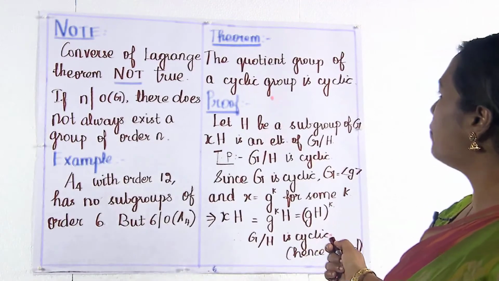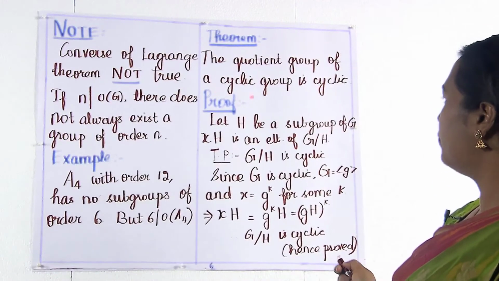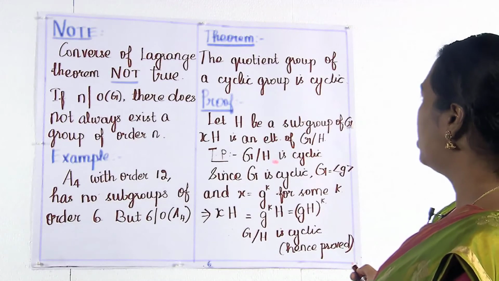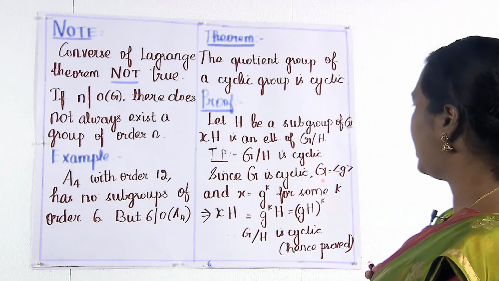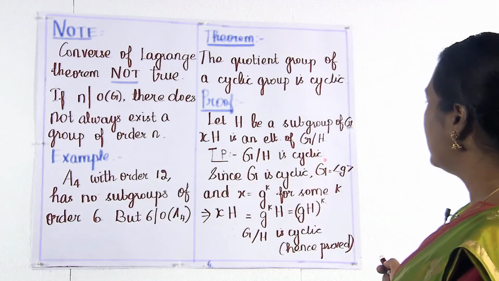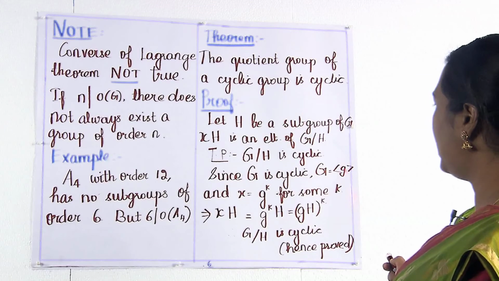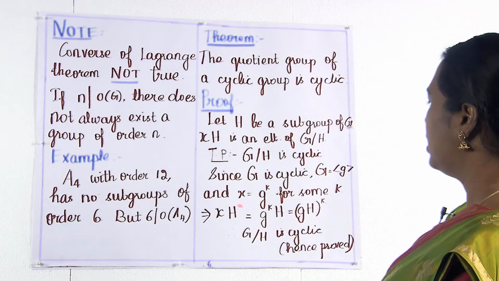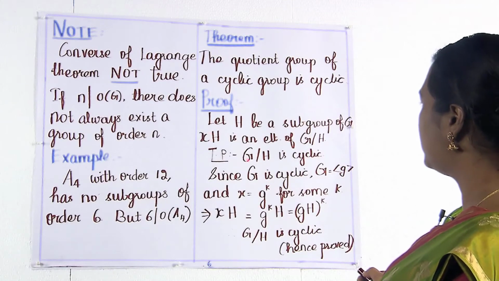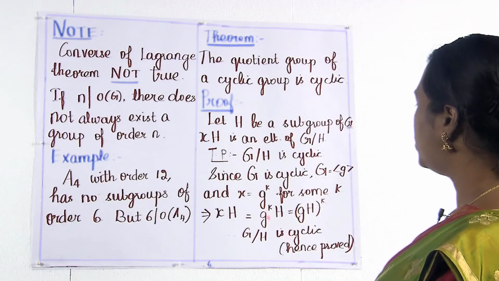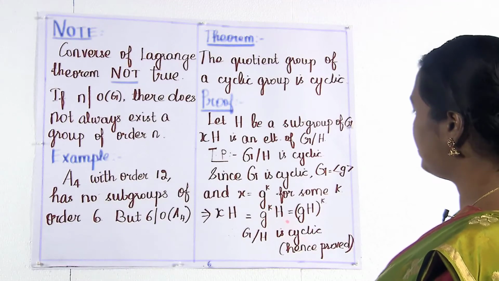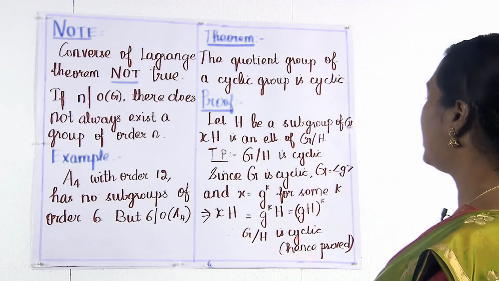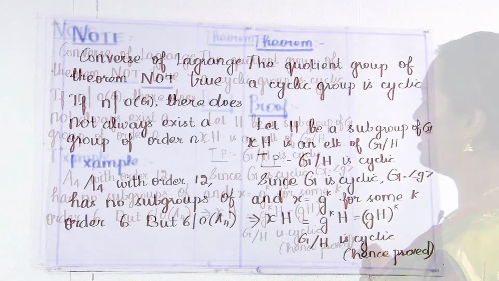The quotient group of a cyclic group is cyclic. Proof: let H be a subgroup of G and xH is an element of G/H. We now have to prove that G/H is cyclic. Now, since G is cyclic, G is generated by an element, namely g, and x is equal to g^k for some k, which implies that the element xH, which is from G/H, is equal to g^k H, that is equal to (gH)^k. So, clearly G/H is cyclic. We have now proved the statement of this theorem.